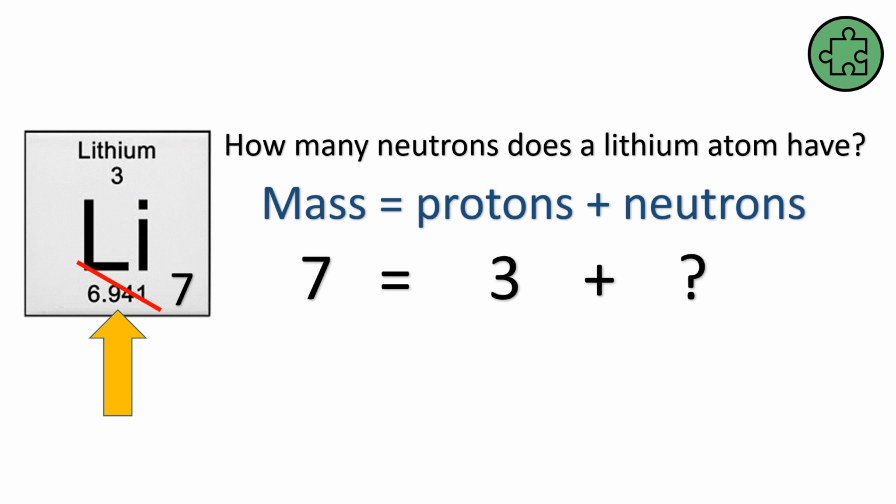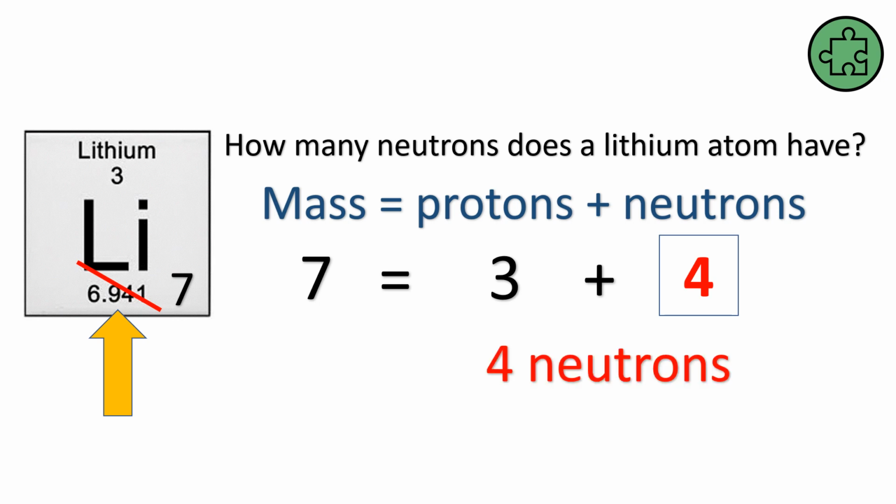And therefore, I can calculate that the total mass of 7 is 3 plus something. So 3 plus what equals 7? What's that missing number? We should recognise it's 4. And so I must have 4 neutrons. And so you can find out the number of neutrons by using the mass number and by using the atomic number.